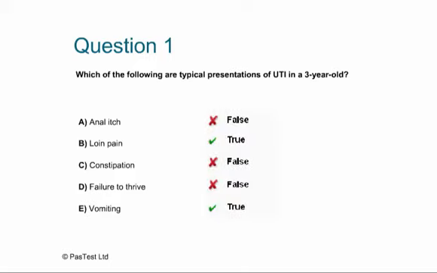So we can see anal itch, typical feature of worms, but not really typical of a urinary tract infection. Loin pain, I think that probably would be regarded as a typical presentation, particularly if there's upper tract involvement. Constipation can predispose you to getting urinary tract infection, but you don't typically see it with a UTI. Failure to thrive, response D, seen generally after protracted and recurrent urinary infections, but not with a typical acute infection. And vomiting, yes, we do see vomiting. Diarrhoea and vomiting is indeed a typical presentation of a 3-year-old with an acute urinary tract infection.